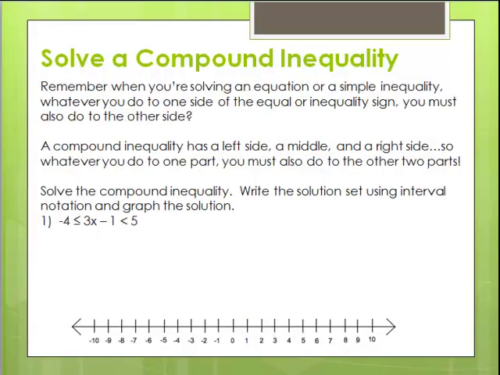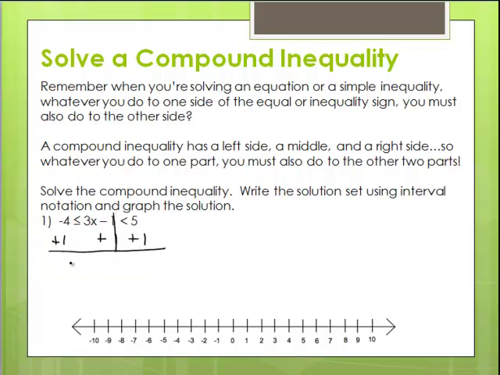So how do you solve a compound inequality? Well, for a compound inequality, you have three sides. Just like on an equation, whatever you do to one side, you have to do to the other side. For a compound inequality, whatever you do to the middle, you have to do to both of the other sides. So if we wanted to solve this one, we're going to add 1 to all three sides, like that.